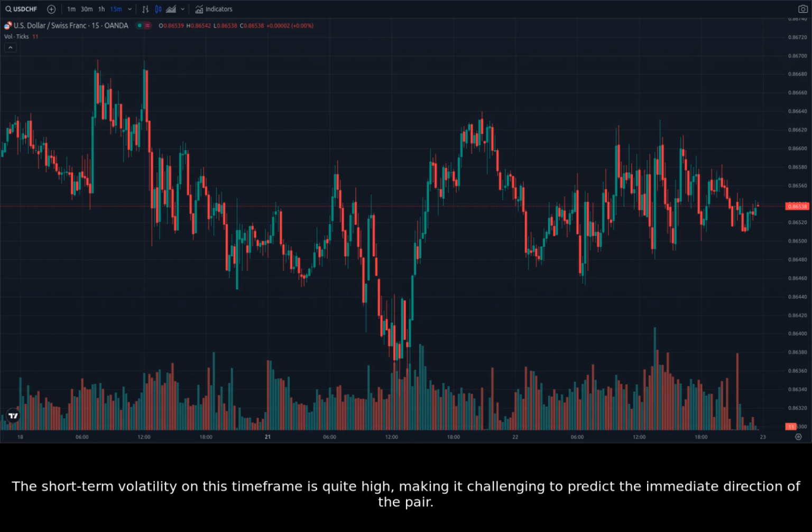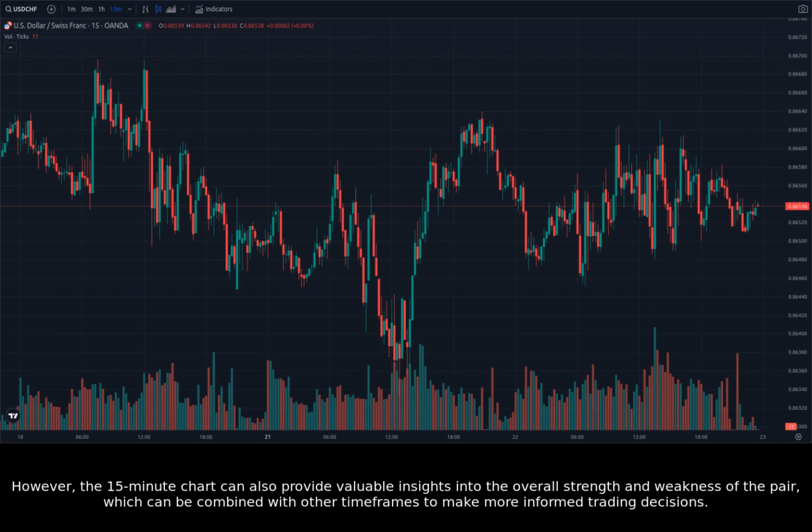The short-term volatility on this time frame is quite high, making it challenging to predict the immediate direction of the pair. Traders relying on the 15-minute chart will need to be quick and decisive, as the market is prone to rapid shifts in price. However, the 15-minute chart can also provide valuable insights into the overall strength and weakness of the pair, which can be combined with other timeframes to make more informed trading decisions.